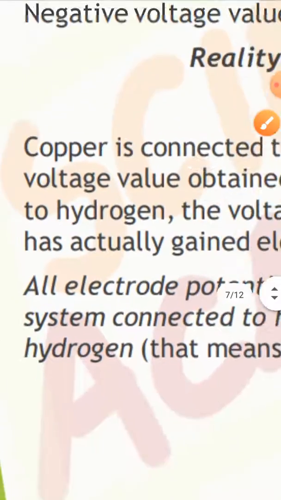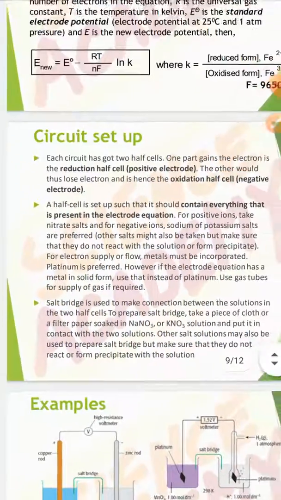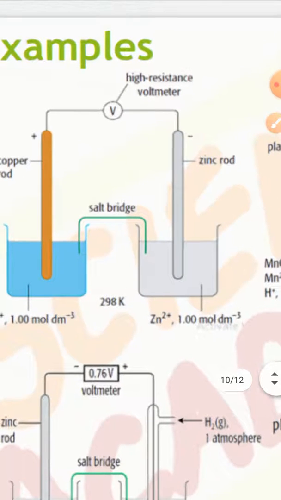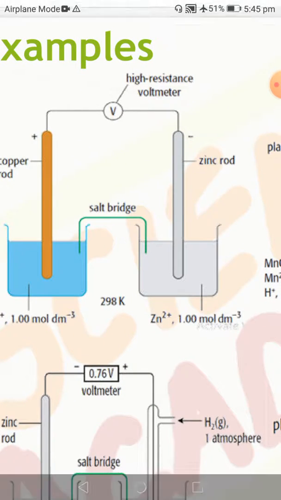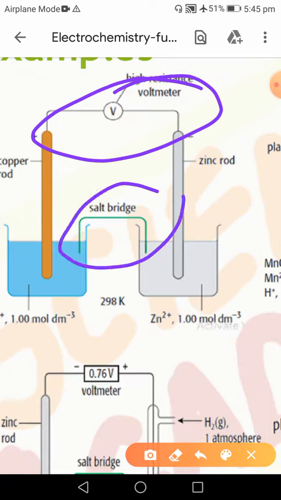Okay, that's how it works. After you have prepared the oxidation half cell and the reduction half cell, the two half cells have to be connected together, first of all electrically, then chemically. Electrically they are connected by a voltmeter, and chemically they are connected by a salt bridge. Basically this salt bridge has two purposes: firstly to complete the circuit, and secondly to maintain the balance of charge in both the containers.